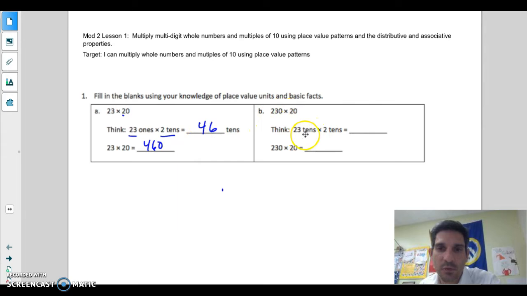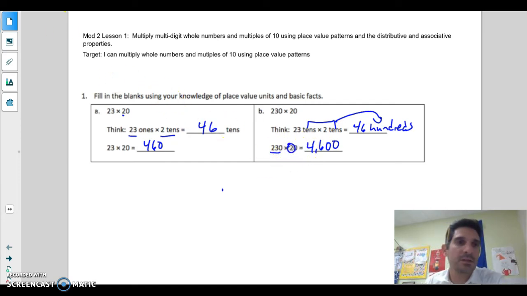Same thing here. So now we have 23 tens times 2 tens. So what is that going to give me? Well, we know that's 46, right? Because 23 times 2, now tens times tens, that's 100. So it's like 46 hundreds. So the answer to this would be 4,600. Because 10 times a 10 equals 100. And you get the basic fact. We're using basic facts here.